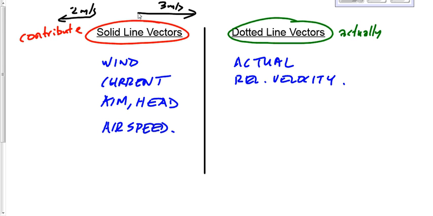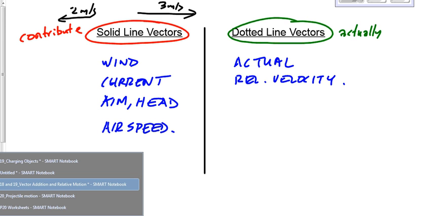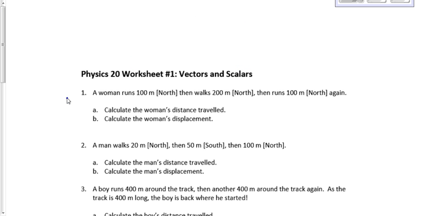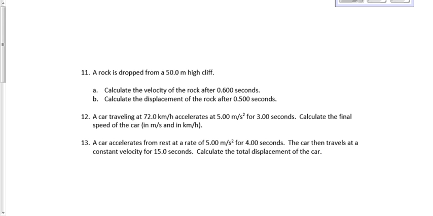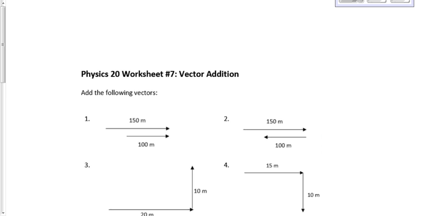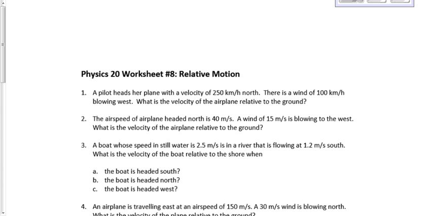Okay? We did 2 questions for homework on worksheet number 8. Let's take a look at both of those questions here now. Number 1 and 2. Except that's not the worksheet. There we are.